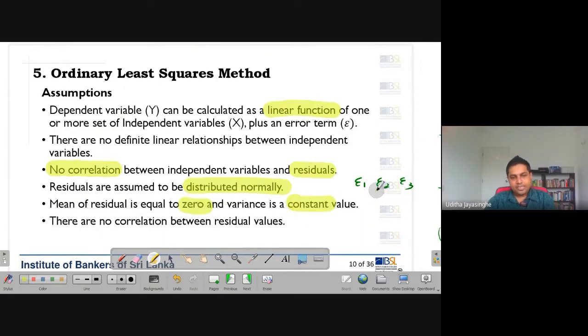Last one: there is no correlation between residual values. Of course, we discussed this under the third point also. That means for the residuals E1, E2, E3, you can't find any correlation. From one point to the next point, you can't find any correlation. Those values are going to be perfectly randomly distributed. If you carefully analyze these one by one, what they tell you is that it's not a perfect line; it's a best fitting line.